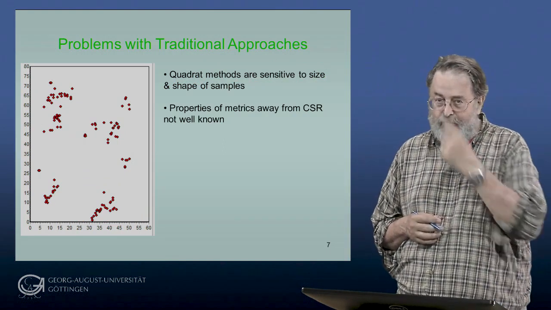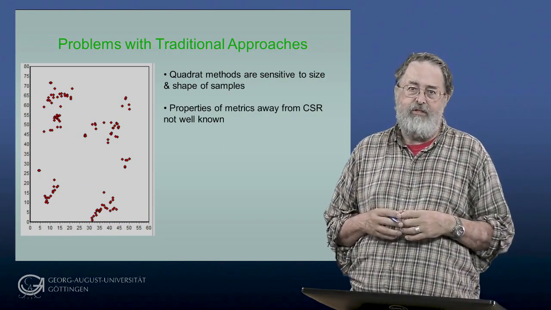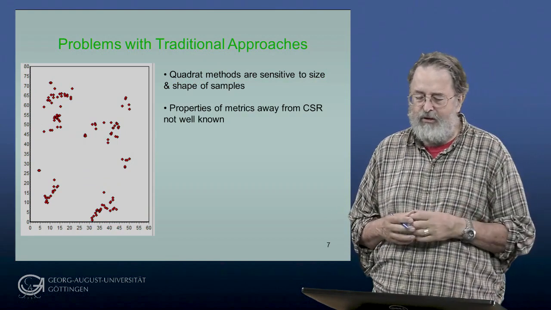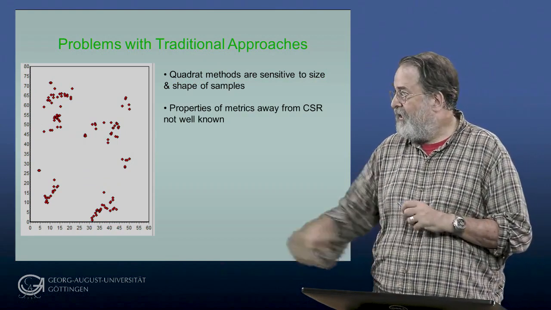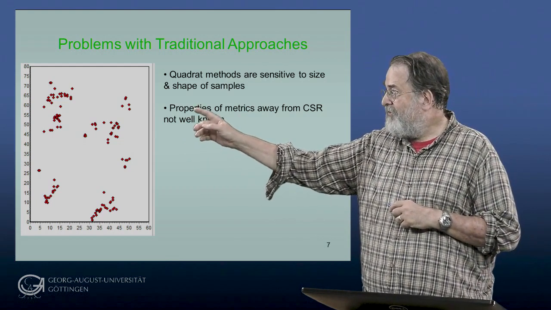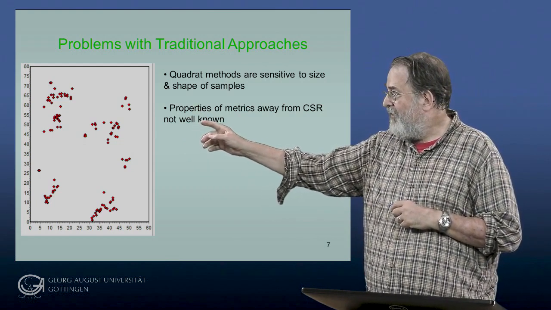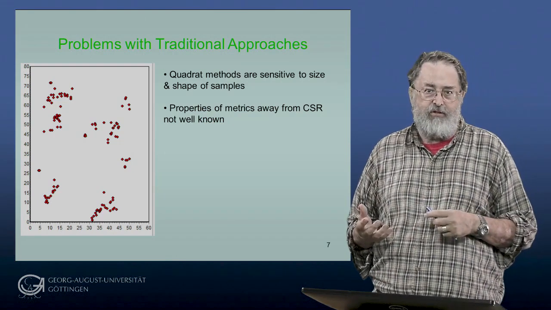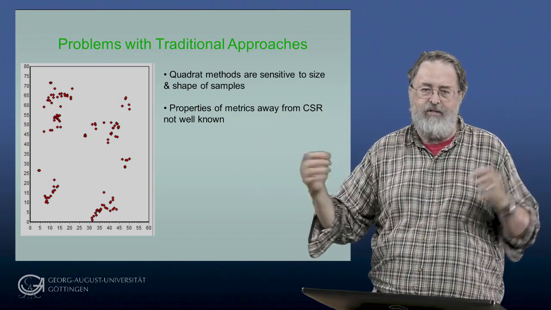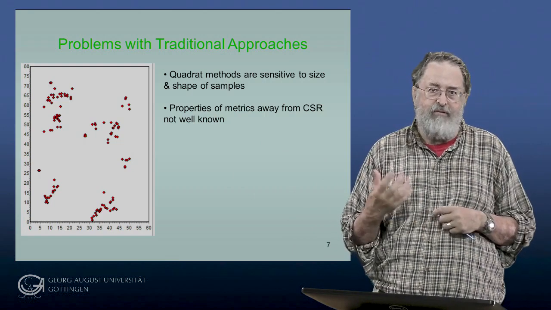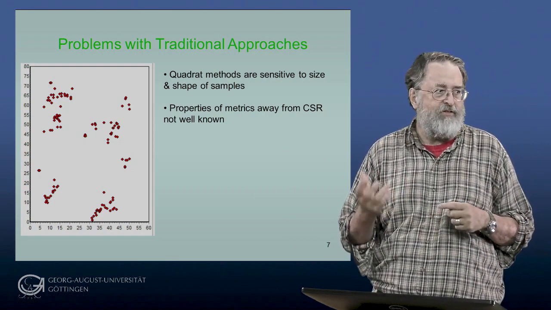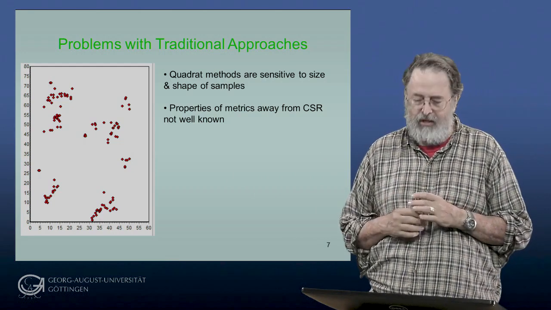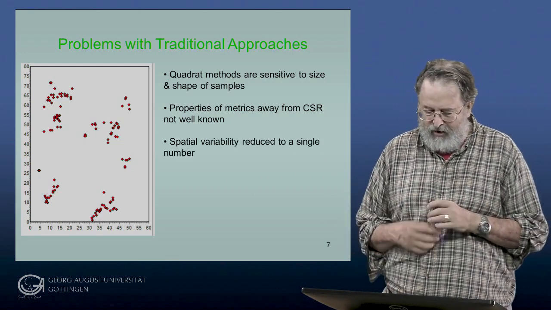The other problem with the original concept of how to do these analyses is that the metrics we use to assess the pattern are not really well understood away from random. So although we can say it's even or clustered, we can't really be very detailed in what that means. It's just sort of three possibilities without a lot of nuance. And so that's a problem.